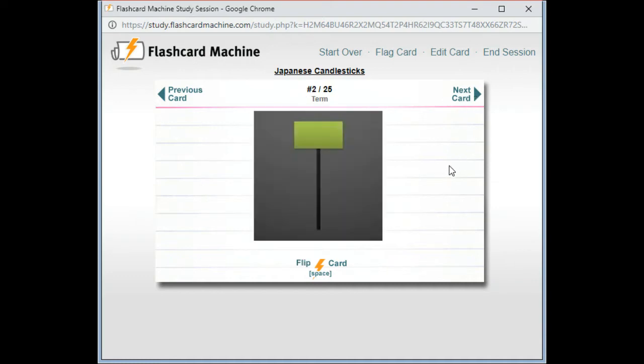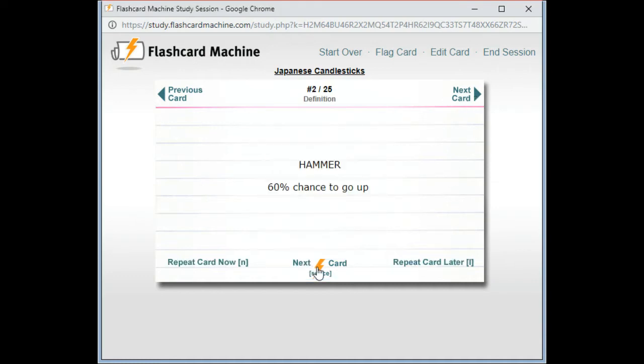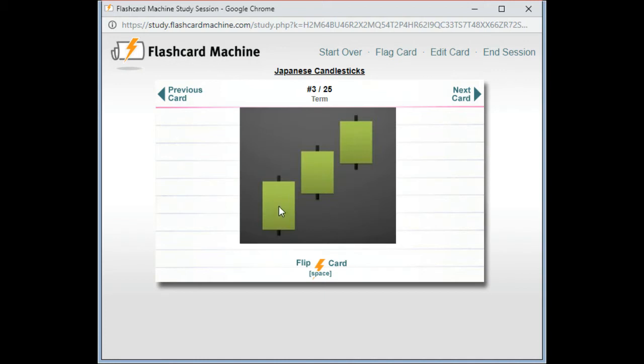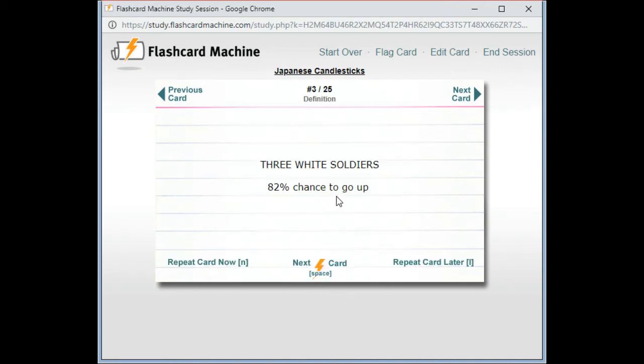Next. Very similar, but different. This is a hammer. This is a continuation pattern to the upside, with a 60% chance of going up when you see these. This is pretty easy to recognize. This is the three white soldiers. If you see these, especially on an intraday chart, I noticed on the 5-minute chart, these are very strong. 82% chance of going up. Very strong pattern there.